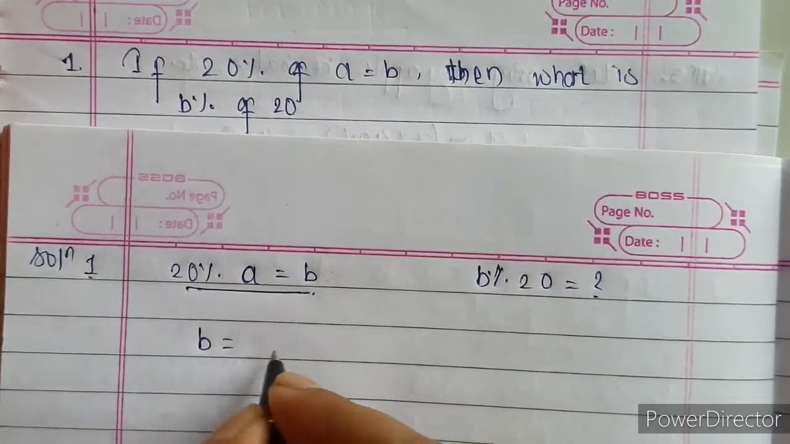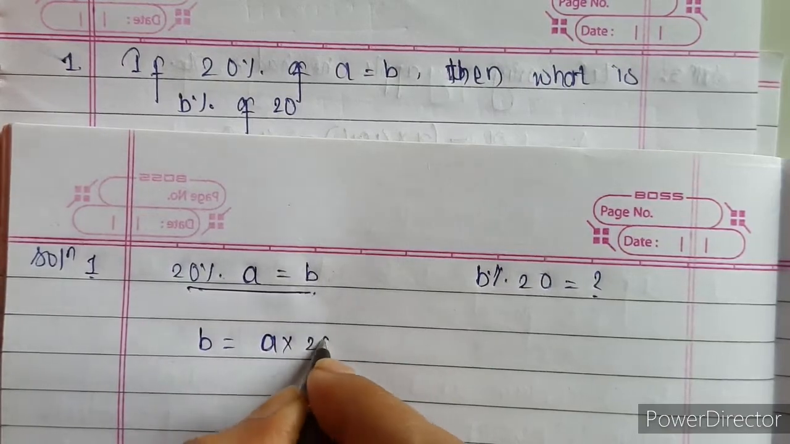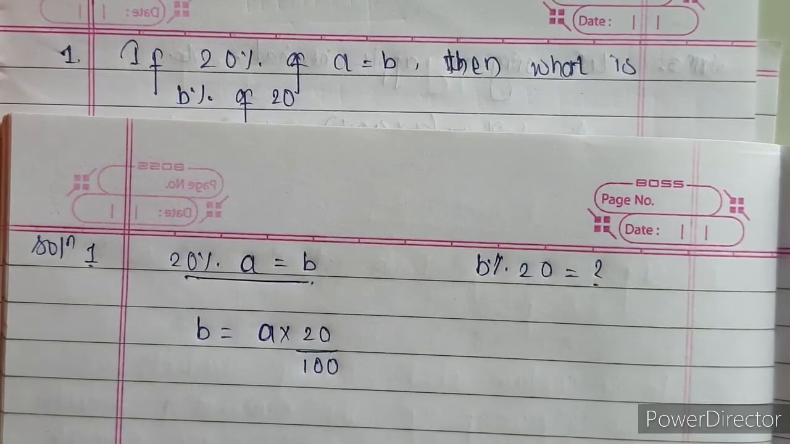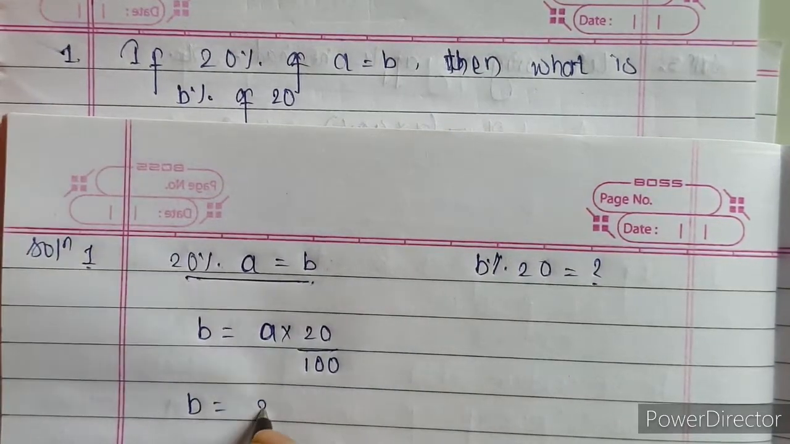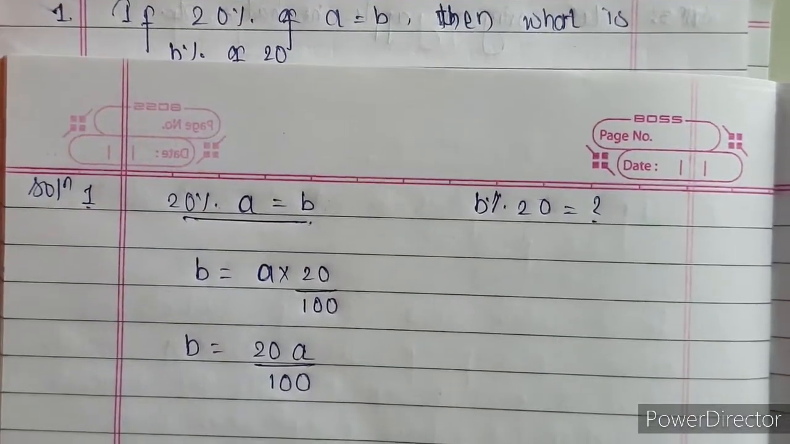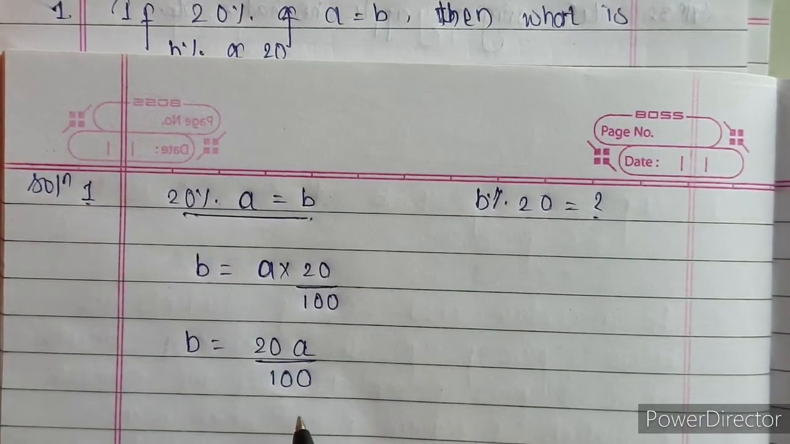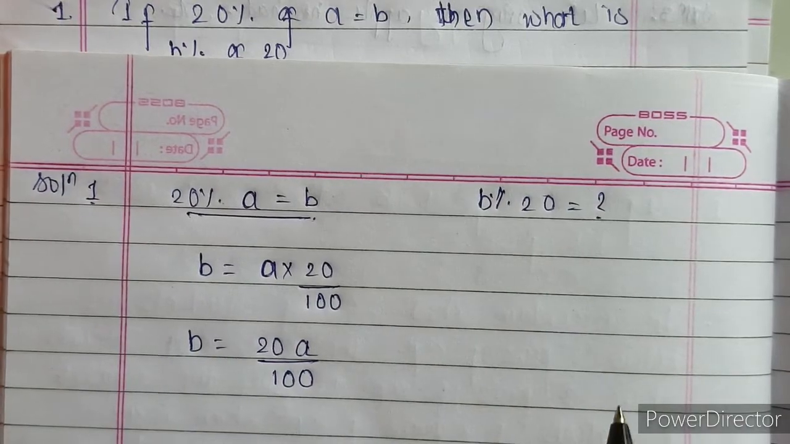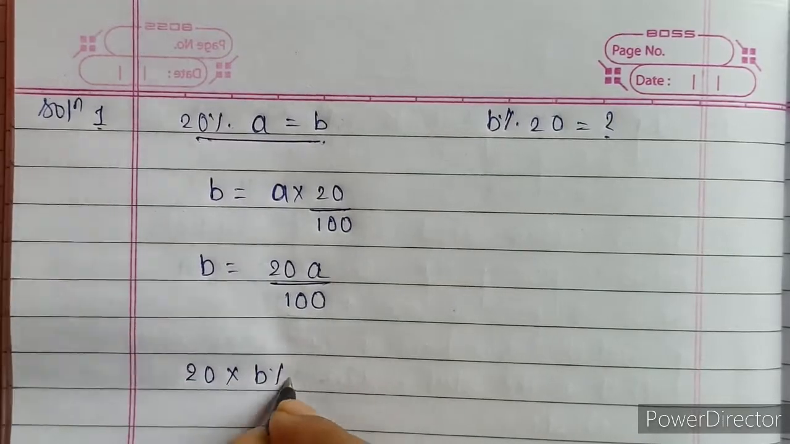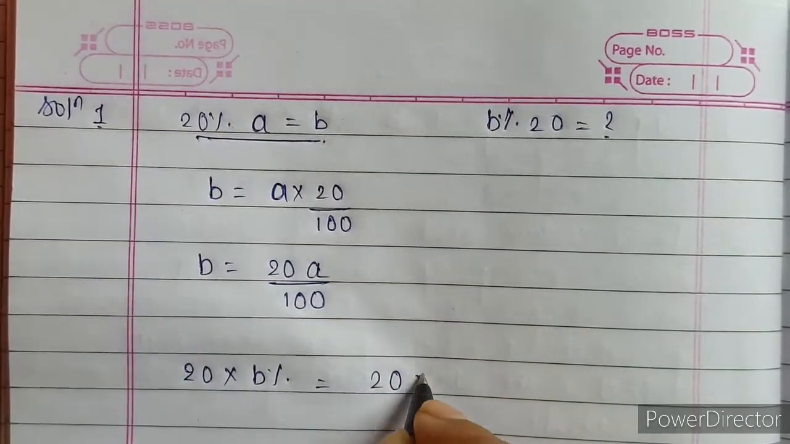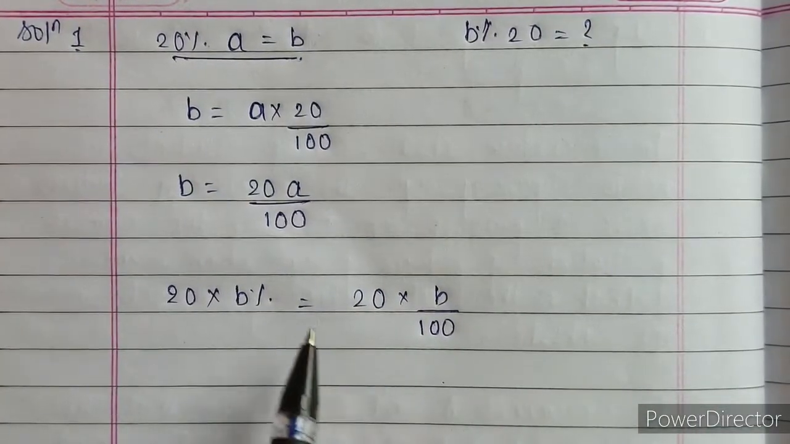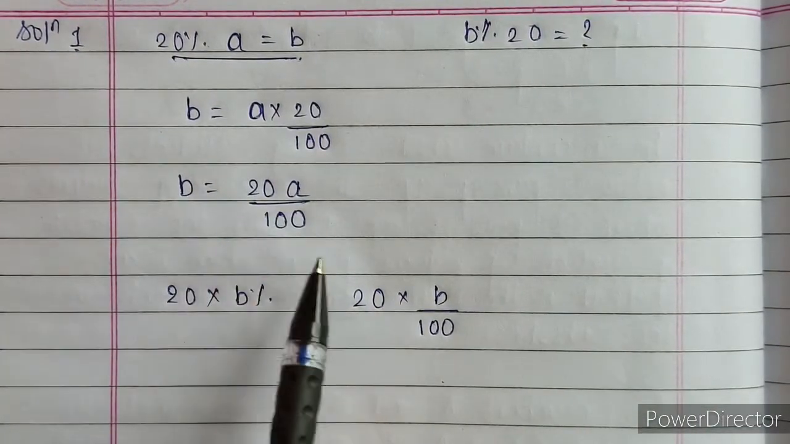So what will be B? B is A multiplied by 20%, that is 20 by 100. So we can write B as 20 times A divided by 100. Right? Now we have to find B percent of 20. What we have to find? We have to find 20 into B percent, that is 20 into B by 100. We already have B, so we can use this B.